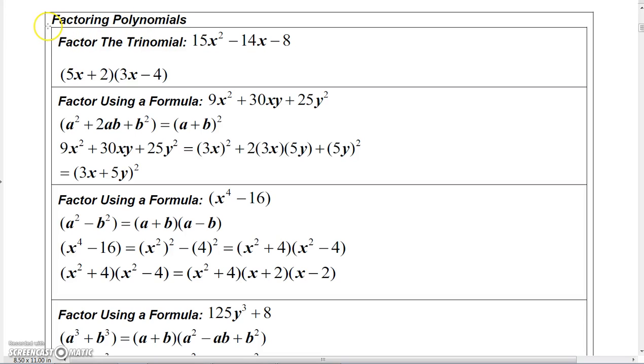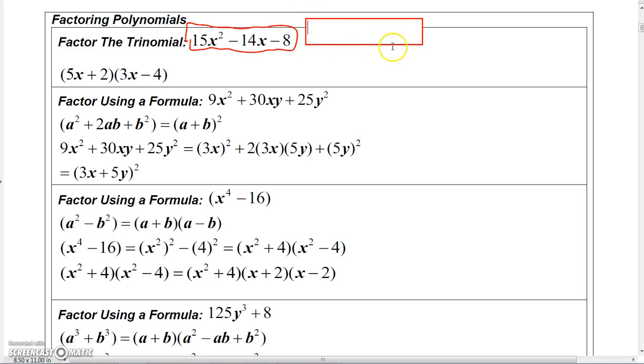Okay, we're going to do some factoring here. So we'll start out with something fairly simple. If you want to factor trinomials, I prefer the trial and error method. So basically, you want to try to factor this trinomial into two binomials.